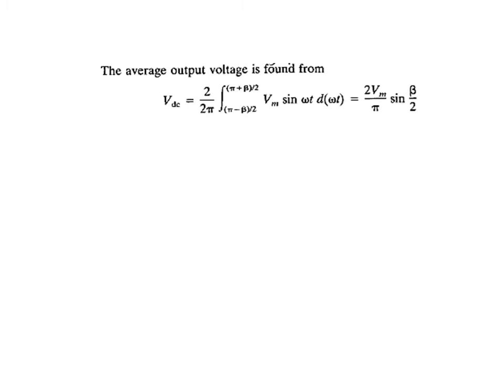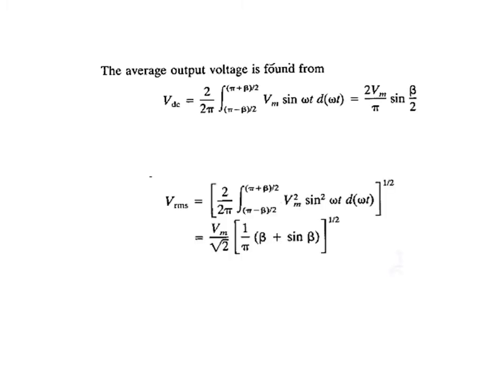Thus, we can also find the RMS voltage using this limit, which is given by the equation Vrms is equal to 2 divided by 2 pi integration pi minus beta divided by 2 to pi plus beta divided by 2 of Vm square sin square omega t d omega t, raised to 1 half. If you solve this equation, the RMS voltage is given as Vm divided by root 2 into under root 1 divided by pi into beta plus sin beta. So, using this method, we can improve the power factor of the semi-converter.